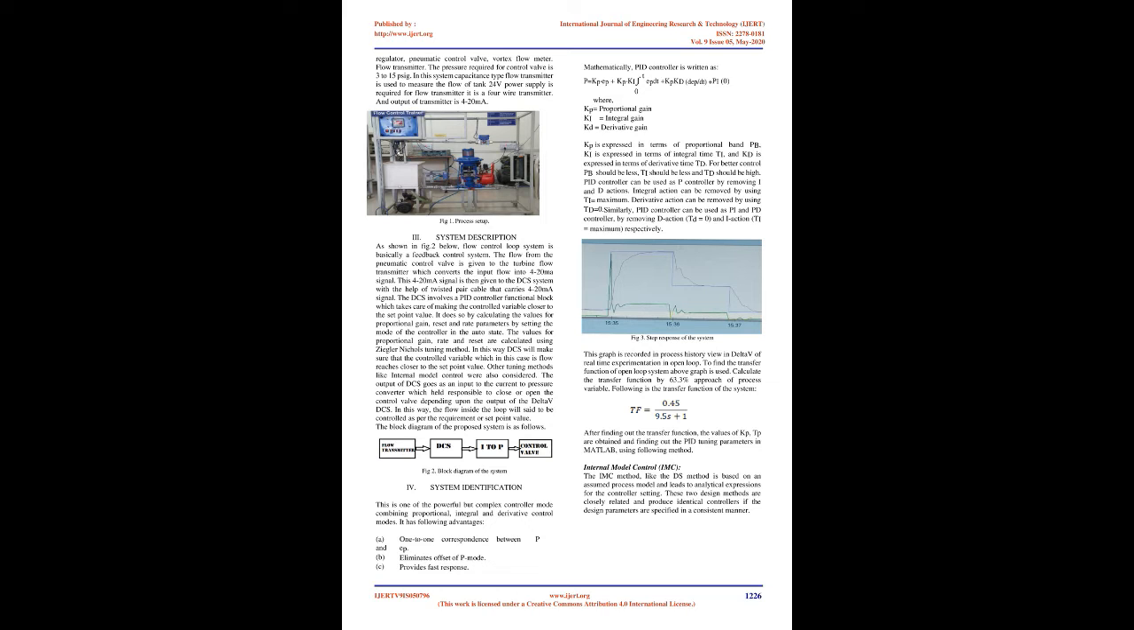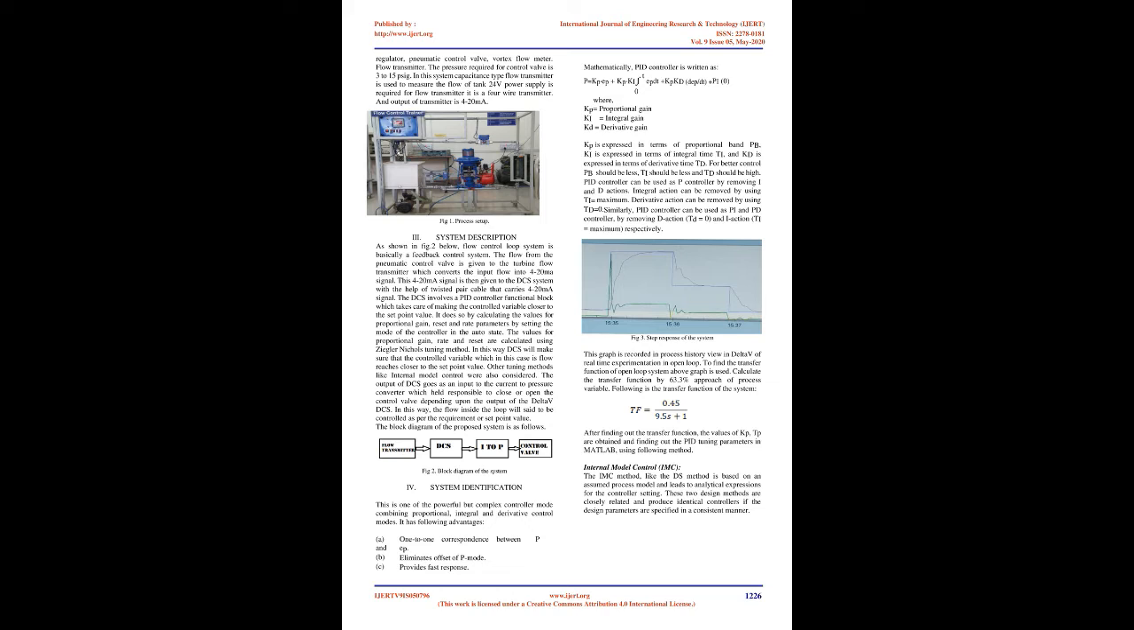In this system, a capacitance type flow transmitter is used to measure the flow of the tank. A 24V power supply is required for the flow transmitter. It is a 4-wire transmitter. The output of the transmitter is 4-20 mA. Fig. 1. Process setup.